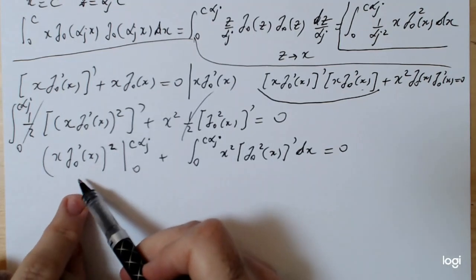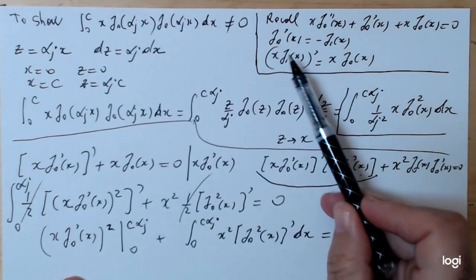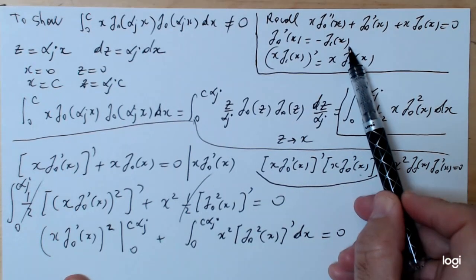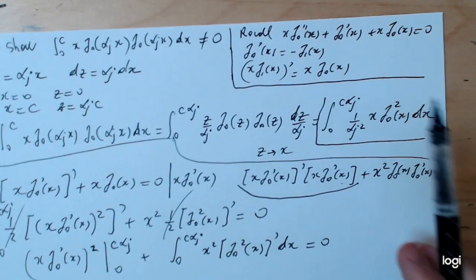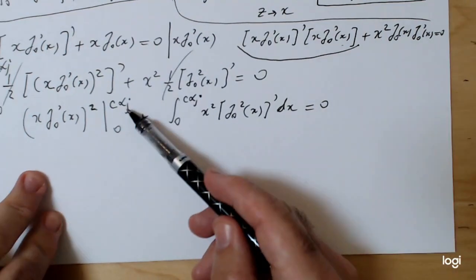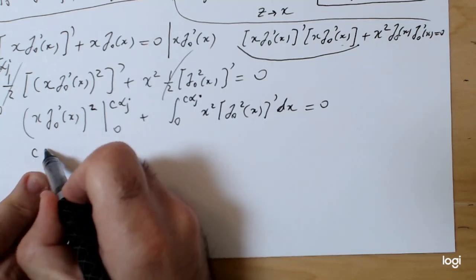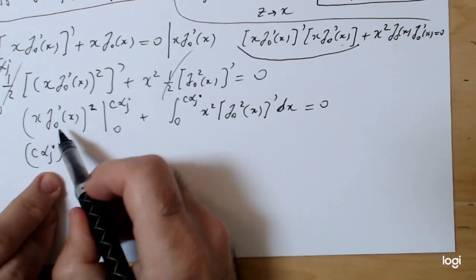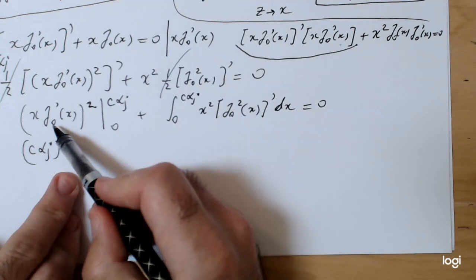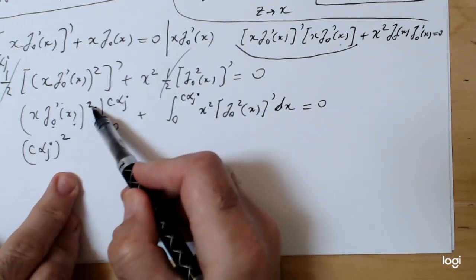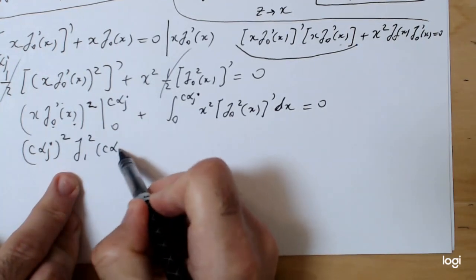All right, at this point, we're going to use some of this property that we have here before. J₀' is minus J₁. All right, so let's replace J₀' with minus J₁ and then evaluate everything at cαj. So this is cαj to the power 2, right, because it's raised to the power 2. J₀' is minus J₁, but raised to the power 2 is just J₁ squared. So that's going to be J₁ squared evaluated at cαj.